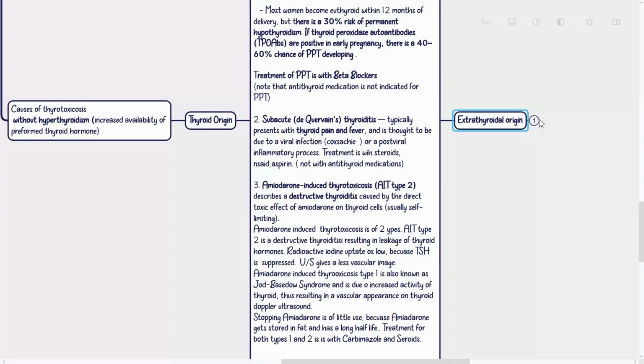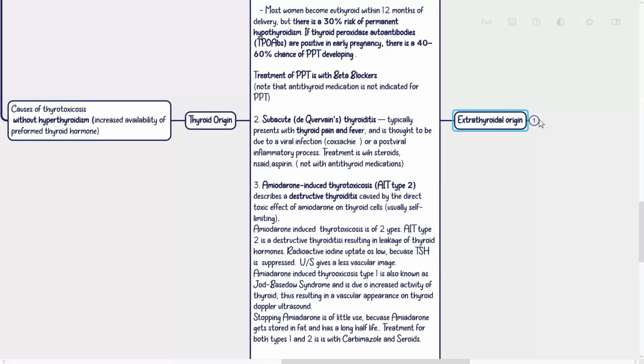3. Amiodarone-induced thyrotoxicosis, AIT type 2, describes a destructive thyroiditis caused by the direct toxic effect of amiodarone on thyroid cells, usually self-limiting. Amiodarone-induced thyrotoxicosis is of 2 types. Type 2 is a destructive thyroiditis resulting in leakage of thyroid hormones. Radioactive iodine uptake is low because TSH is suppressed. Ultrasound gives a less vascular image.